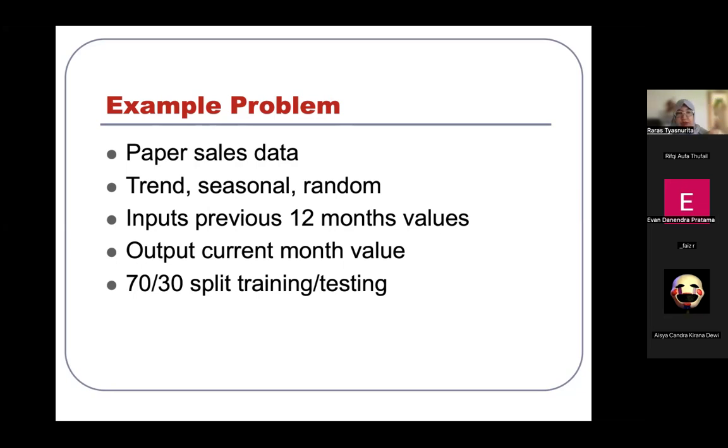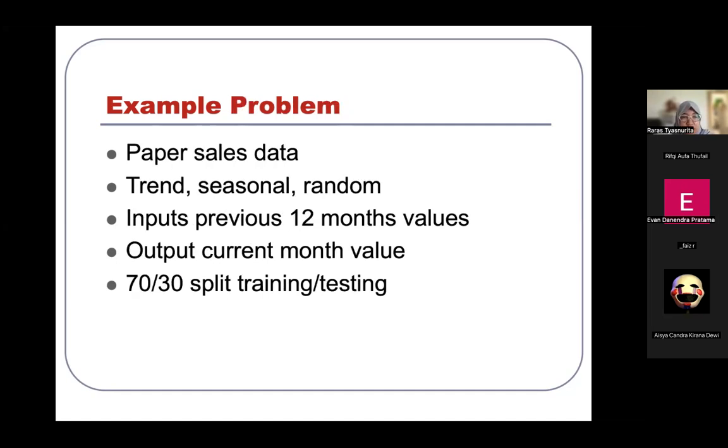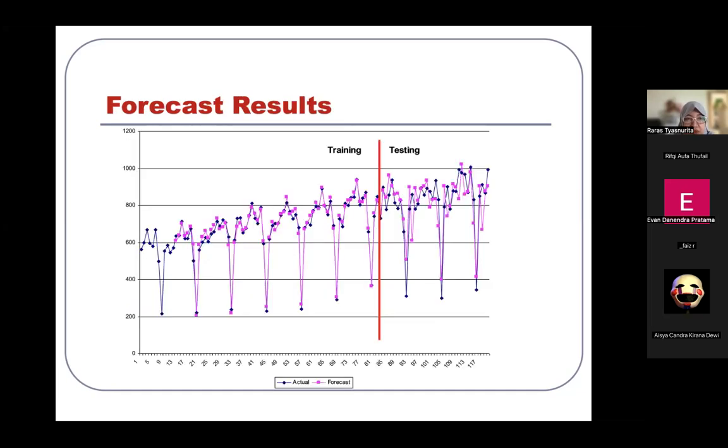12 nodes in your input neuron. And then you have single hidden neurons. This you can try. You can try 6, 4, 8, and one output is for the current month. And you use this backprop, the learning rate is 0.5, the momentum is the same, and we do 20,000 iterations. And this is the forecasting results.